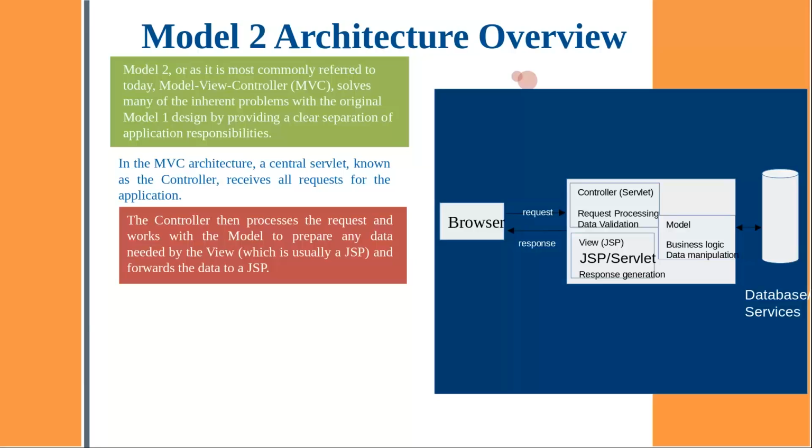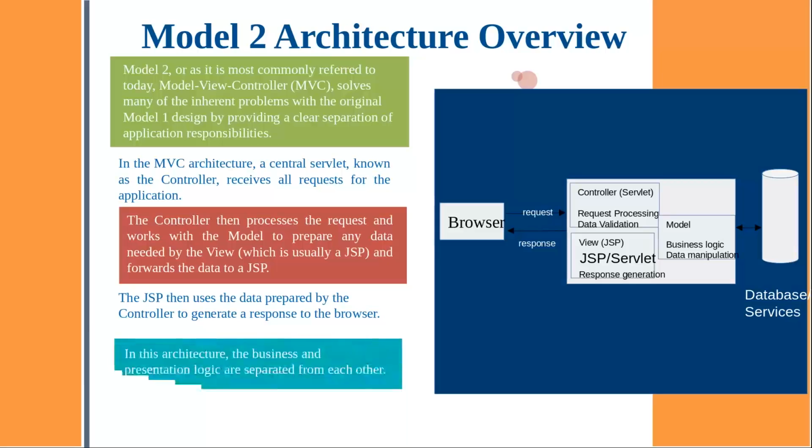Now, in the MVC architecture, a central servlet known as the controller receives all the requests for the application. The controller then processes the request and works with the model to prepare any type of data needed by the view, which is usually a JSP, and forwards the data to a JSP. The JSP then uses the data prepared by the controller to generate a response to the browser. In this architecture, the business and the presentation logic are separated from each other.